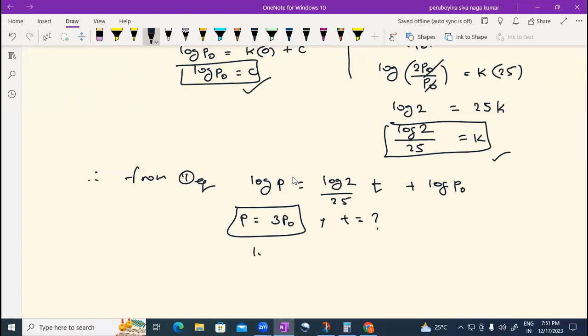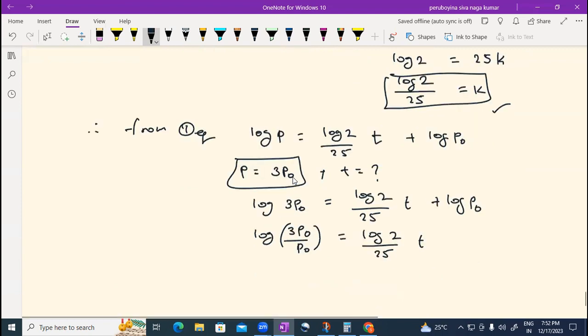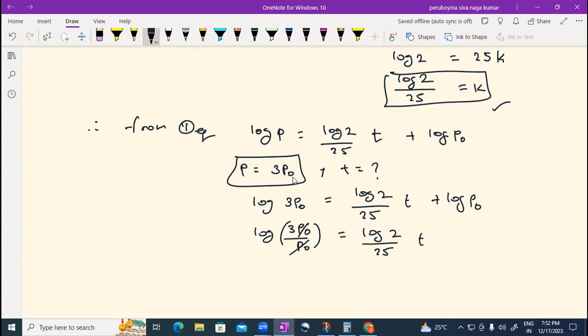Now here I am substituting: log 3p naught is equal to log 2 by 25 into t plus log p naught. I'm just moving this one. So you can write 3p naught by p naught, because log m minus log n is log of m by n. So right side, log 2 by 25 into t. We need to calculate the time value. P naught cancels. So log 3 divided by log 2, and 25 will be moved as a multiple, is equal to t. So this is the time period.